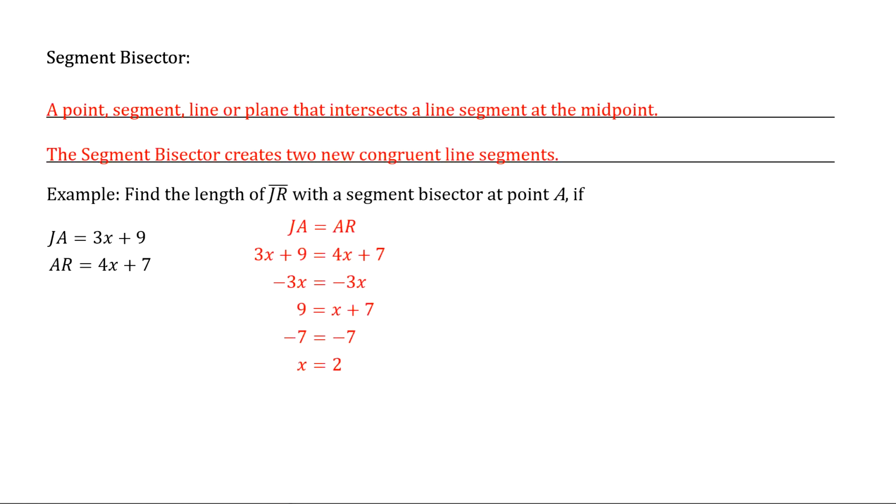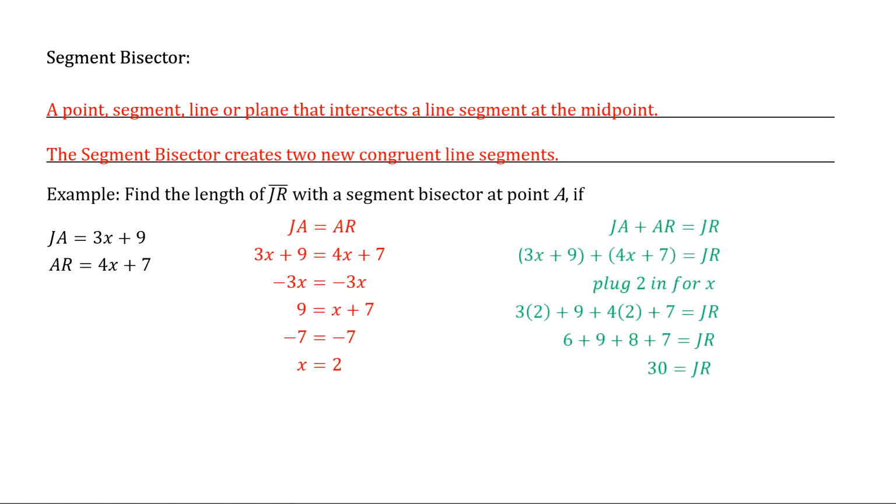I'm halfway there. I know what x equals, but that's not the question. The question was, what is the length of JR? So now I'm just going to plug in. I know I can do JA plus AR equals JR. So I rewrite my equation, 3x plus 9 plus 4x plus 7 equals the length of JR. I'm going to plug 2 in for x into my equation. So I end up with what you see there, and then JR ends up equaling 30. So that's one way to do it.